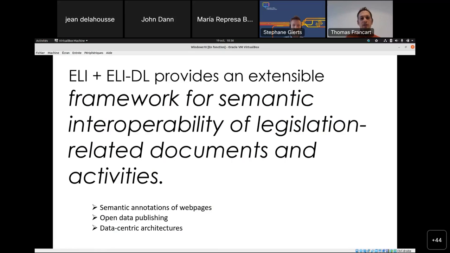So my conclusion is that ELI and ELIDL provide an extensible framework, an important keyword, for the semantic interoperability of legislation documents plus activities that occur within the legislative process. Typical use cases of this framework are semantic annotations of web pages, as Jean gave an example earlier, publishing of data in datasets in the open data portal, or even creating a data-centric architecture based on this conceptual framework to be able to create a knowledge graph of documents described with the metadata associated to activities that took place, and base an information system on that.